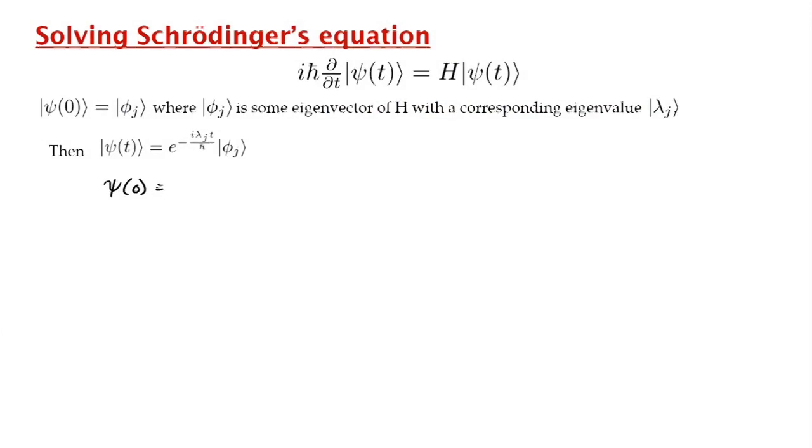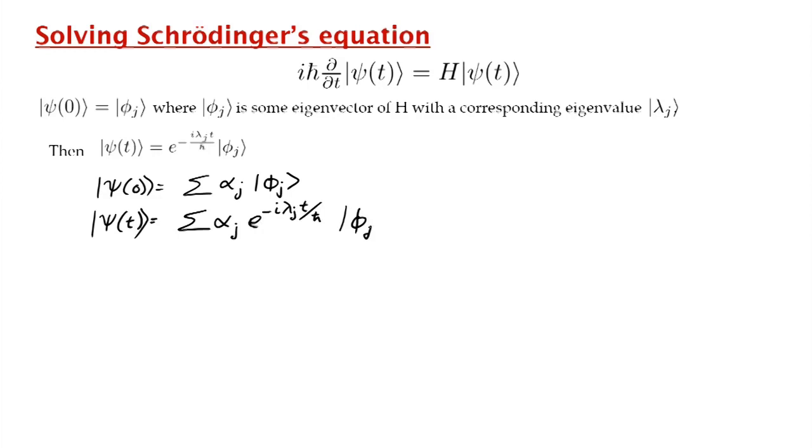psi of 0 is going to be some superposition, sum of alpha j phi sub j over all the eigenstates. And so what Schrödinger's equation tells us by linearity is that the state at time t is going to be sum alpha j e to the minus i lambda j t over h bar times phi sub j.